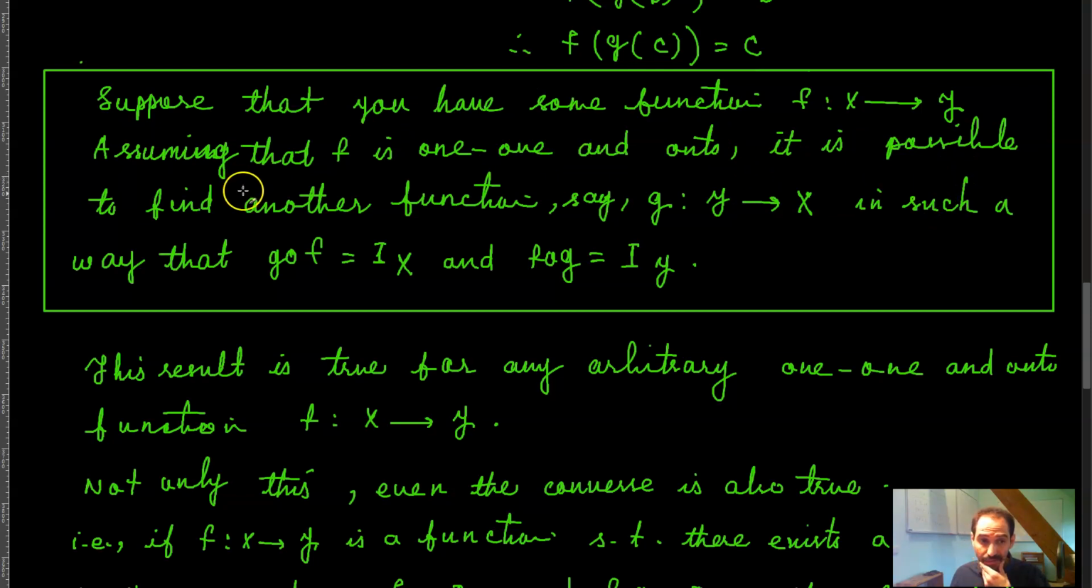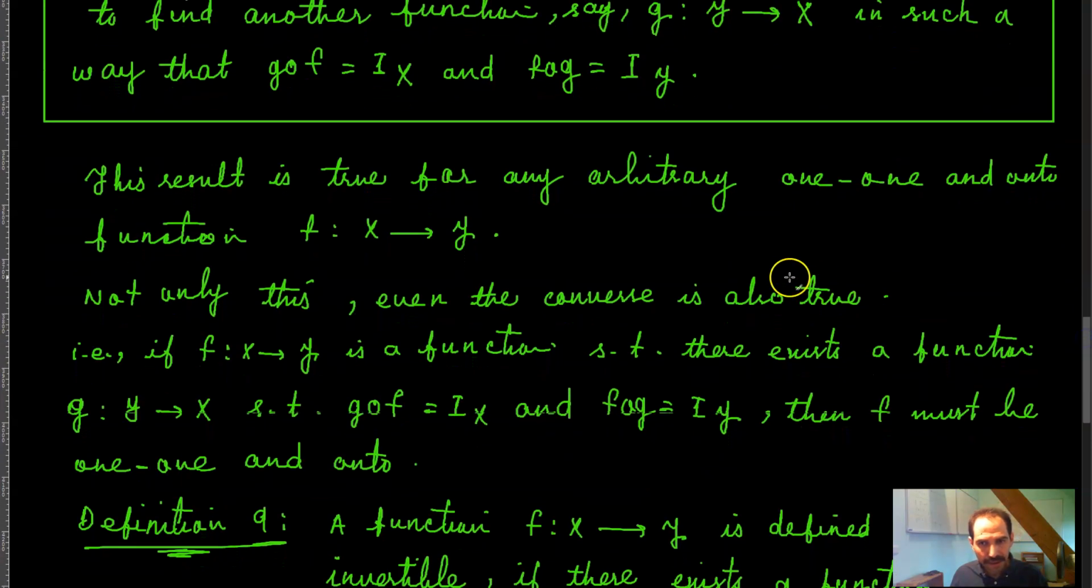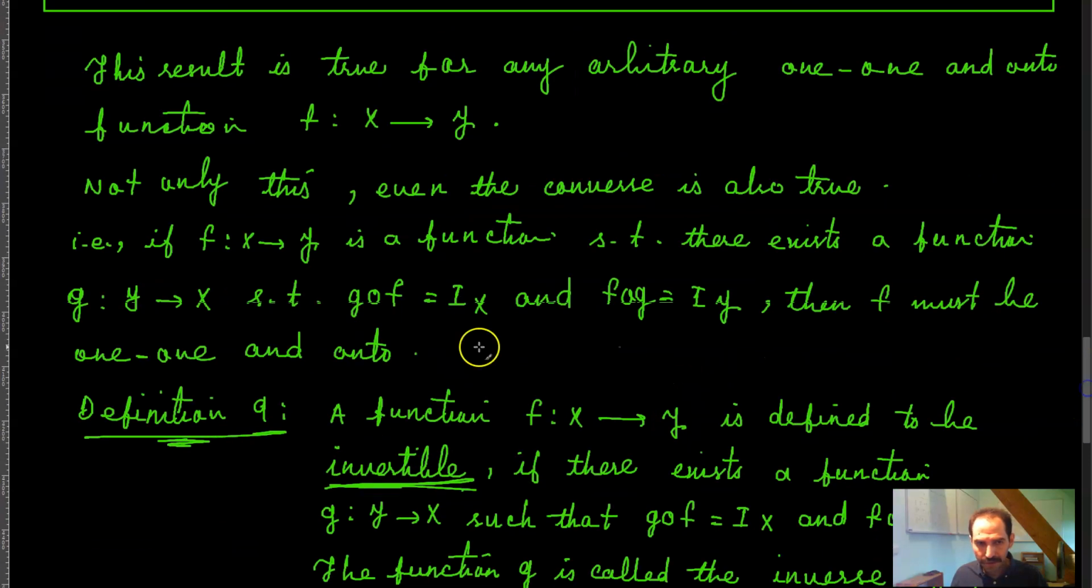then it's possible to find the function, say for example g from y to x, in such a way that g of f is equal to I of x and f of g is equal to I of y. And we said that the converse of this was also true, meaning that if f is a function from x to y such that there exists a function g from y to x such that g of f is equal to I of x and f of g is equal to I of y, then f must be 1, 1 and onto, right?